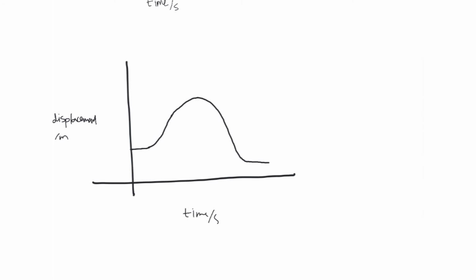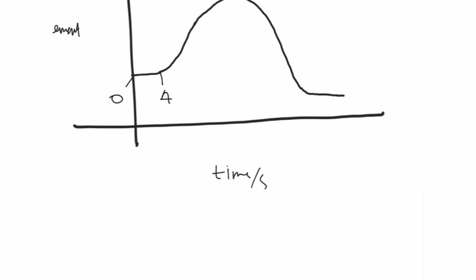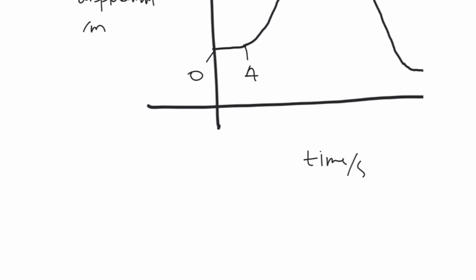Now this is actually a compound of all the sketches which we have discussed. And now if you label the points O to A, let's say this point over here is A and this point over here is O. Now from O to A, the gradient is zero, so the velocity is zero, so we can say that from O to A the object is at rest.